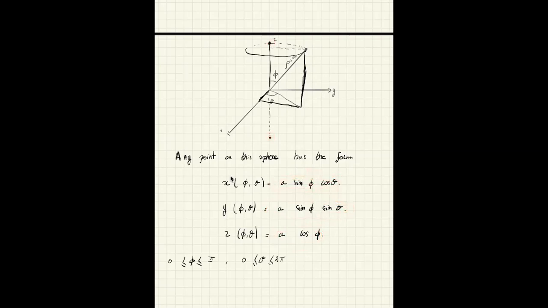But between 0 and pi, it will give you circles. So you go around like this, and if you do it for this range of phi and theta, it will give you the sphere. So this is a parametric representation of the sphere.